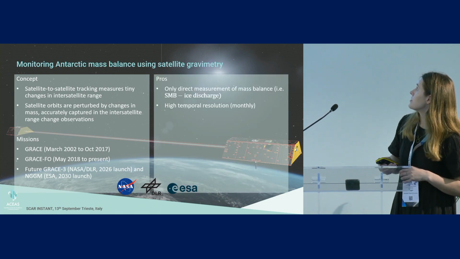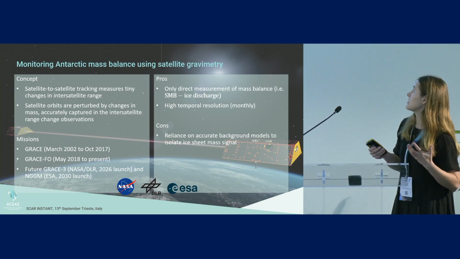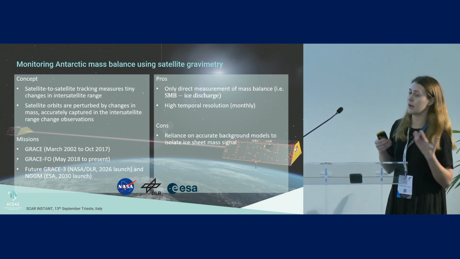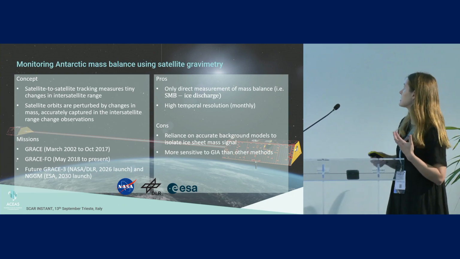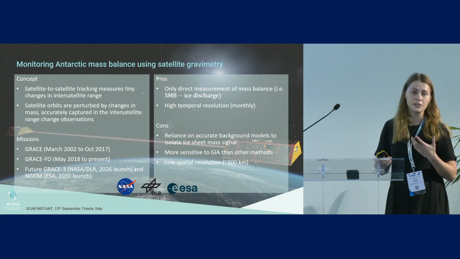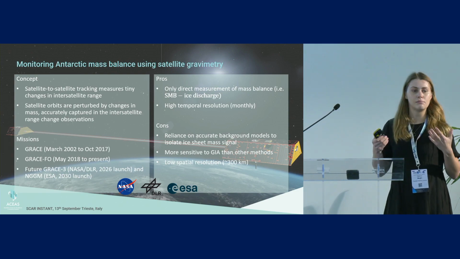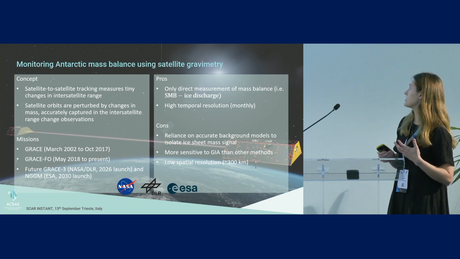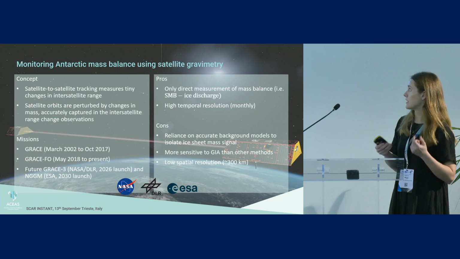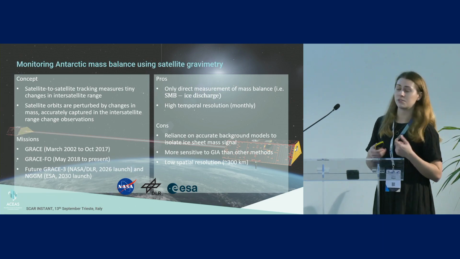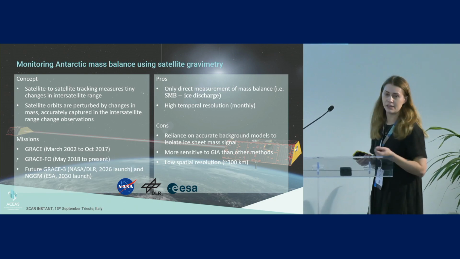So the pros of these missions are that it's basically the only direct measurement we have of mass balance on a global and spatially continuous scale. Although there are also some cons associated, which includes things like relatively low spatial resolution, especially when considering the high spatial resolution we get from satellite altimetry. We're also really sensitive to glacial isostatic adjustment, which we know could be more accurate.